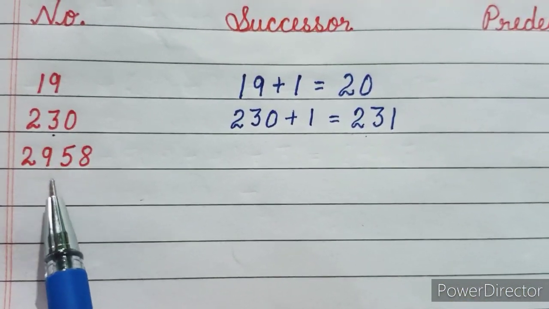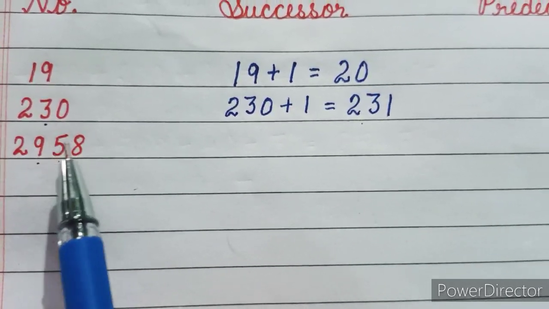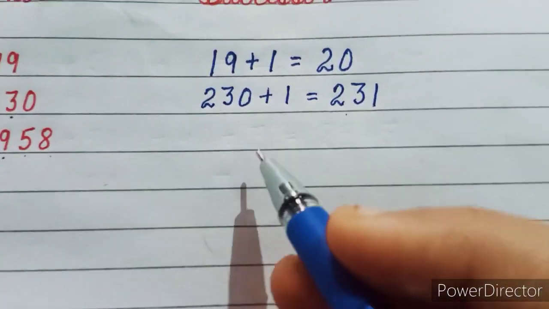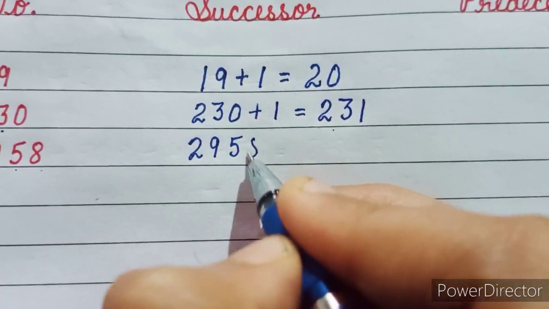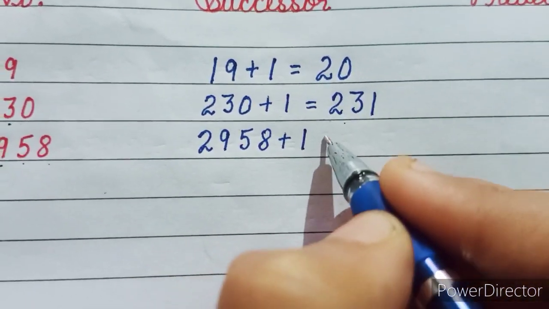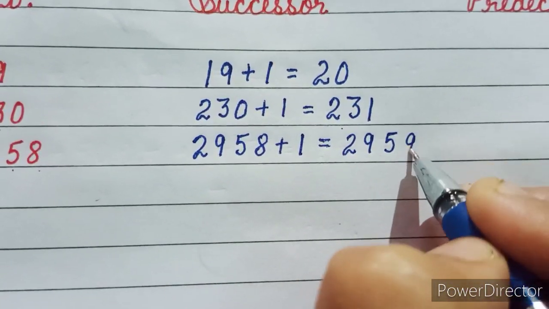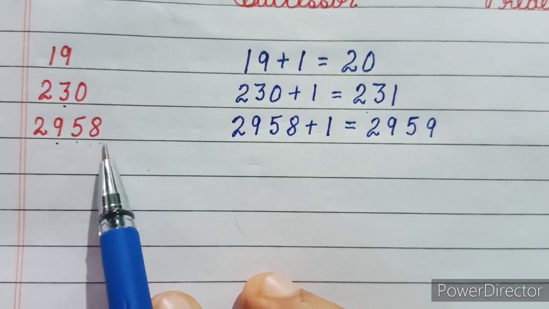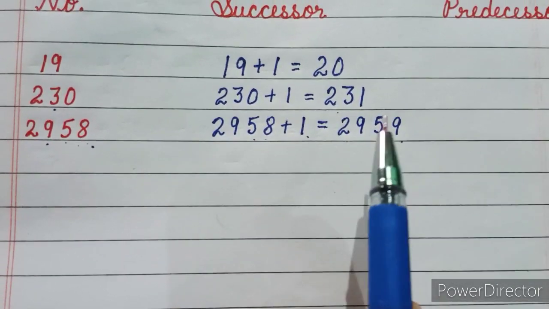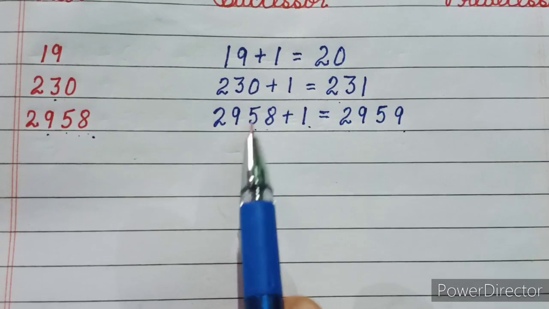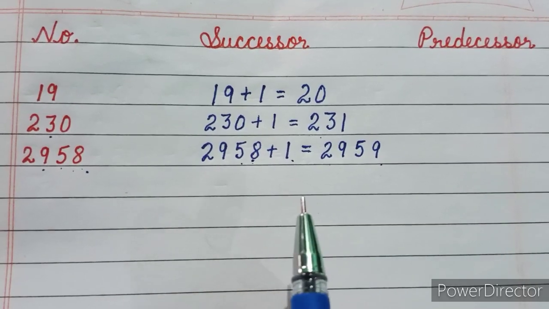Now look at example 3. 1 is added, the given number is 2958. If 1 is added to 2958, the answer will be 2959, which is the successor of 2958. It means by adding 1 to any number, we can easily get the successor of that particular number. It's clear, children? Okay.